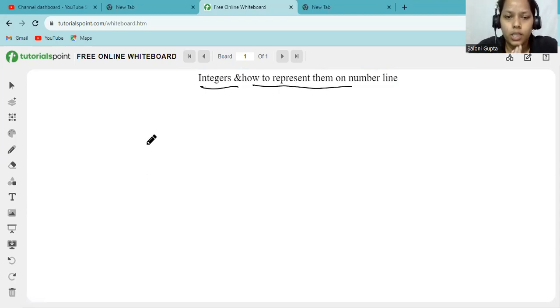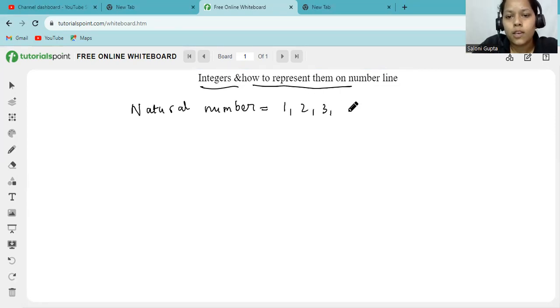So we know before learning the integers we should know what the natural numbers and whole numbers are. So what are the natural numbers? Natural numbers are the counting numbers that start from 1 and go up to infinity. So we can see 1, 2, 3, 4, 5, 6. These all are the natural numbers.